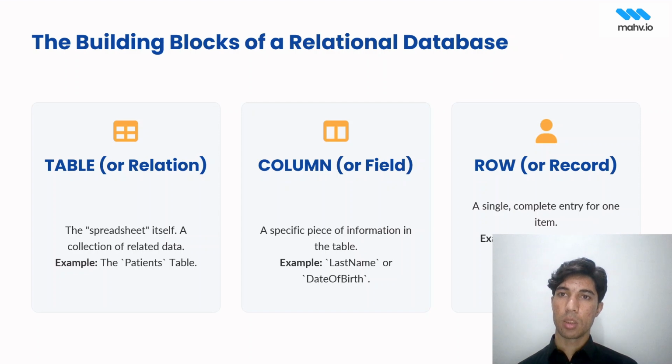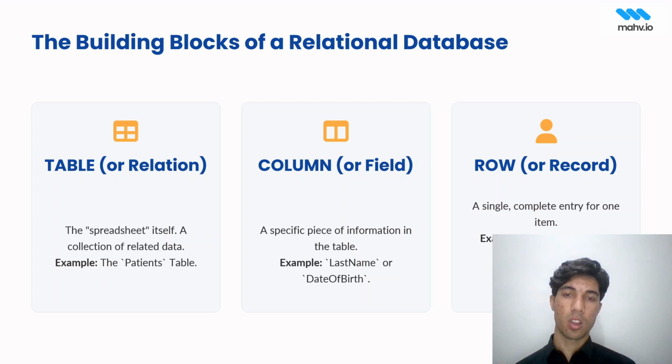Then we have the building blocks of a relational database. This is very necessary to understand. Before understanding relational databases, we have to understand what a table is, what a column is, and what a row is. A table, as we discussed before, is a smart spreadsheet, which is a collection of related data, or we can say that a table contains the data of a single entity. For example, there will be a patient's table, a doctor's table, and so on.